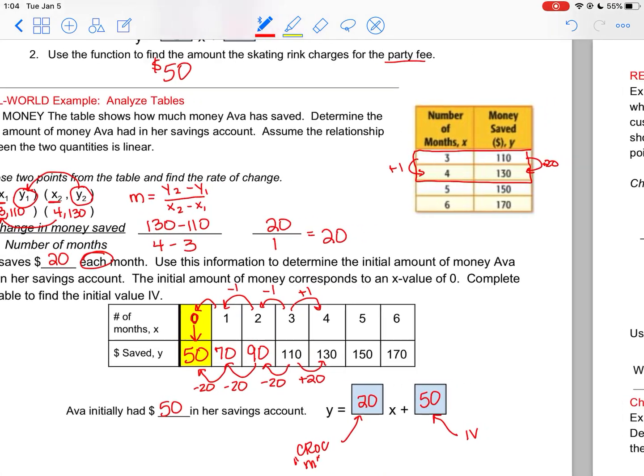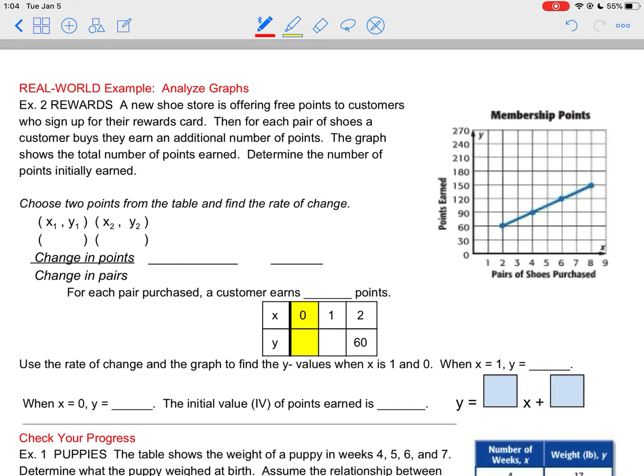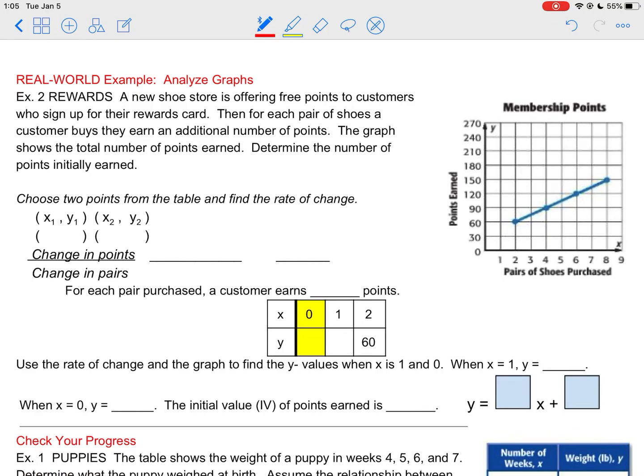The next example we look at is going to start out represented as a graph. So in this graph, this is the number of membership points based on a reward program at a shoe store. So a new shoe store is offering free points to customers who sign up for their rewards card. Then for each pair of shoes a customer buys, they earn an additional number of points. So the graph shows the total number of points earned, and we're going to determine the amount of points that they're offering initially. So before we do anything, we need to choose 2 points from this graph in order to find the rate of change.